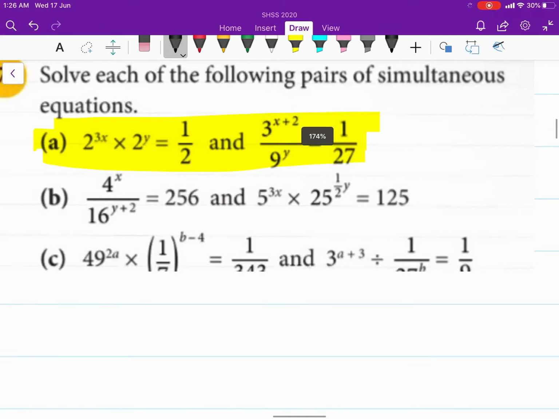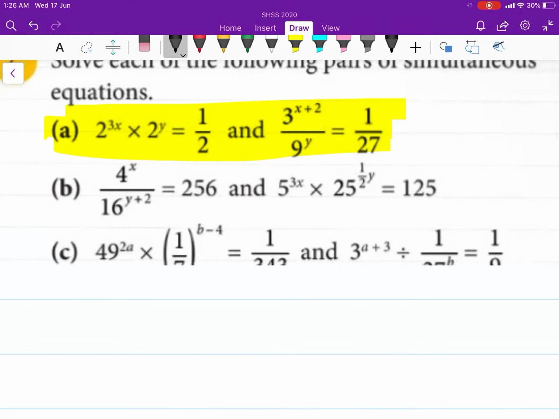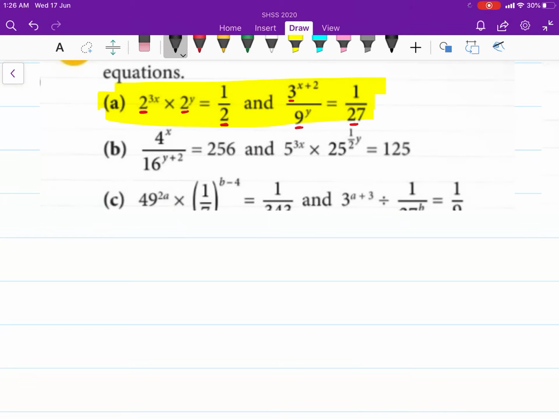7a is simultaneous equation. In the first equation, all the base is already 2, so we can just leave it. Now, in the second equation, we have 3 here, we have 9 here, and we have 27 here. We need to simplify them all to the same base, which is 3. So for the first equation, 2 to the power of 3x times 2 to the power of y equals to, now this is 2 to the power of 1. If I bring up, becomes 2 to the power of negative 1.